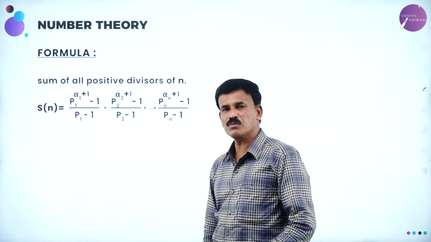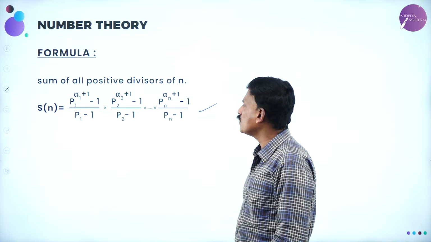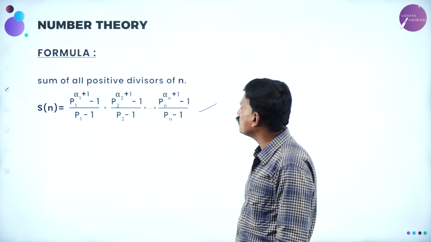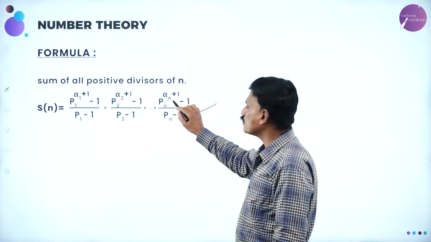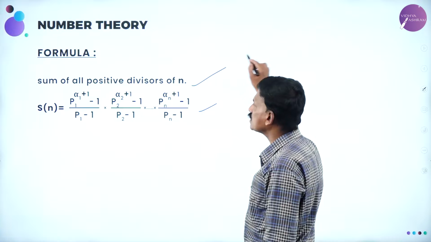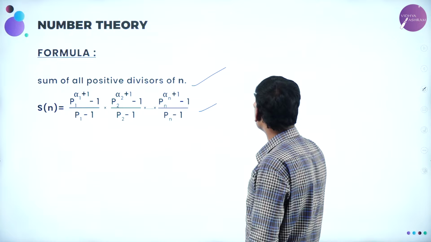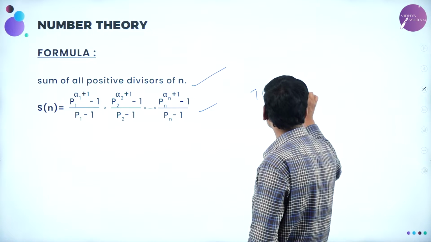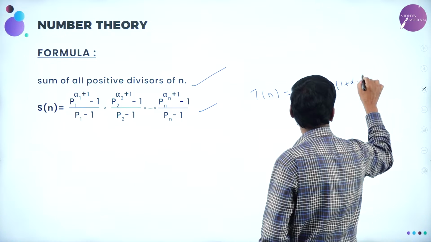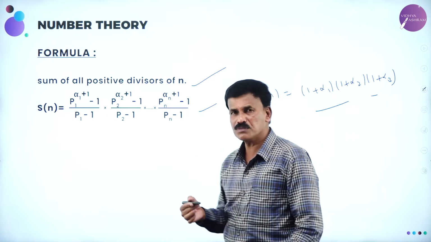Now let me take one problem on the sum of all positive divisors. S of n is equal to P1 to the power of alpha 1 plus 1 minus 1 divided by P1 minus 1 into P2 to the power of alpha 2 plus 1 minus 1 by P2 minus 1, etc., Pn to the power of alpha n plus 1 minus 1 divided by Pn minus 1. This is a formula used to find the sum of all positive divisors. That is what we did in the last class. Similarly, to find the number of positive divisors T of n, the formula is 1 plus alpha 1 into 1 plus alpha 2 into 1 plus alpha 3, etc. This is the formula. Now based on this, let me take one problem.